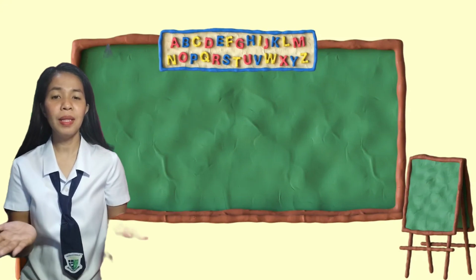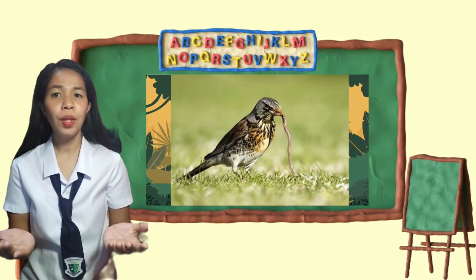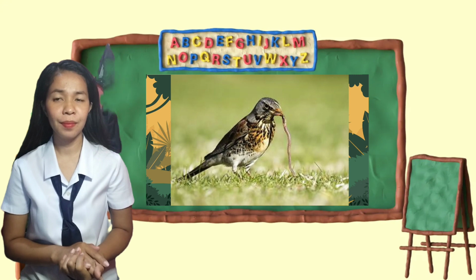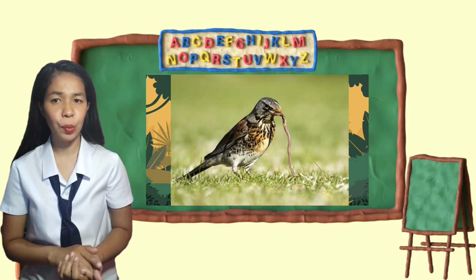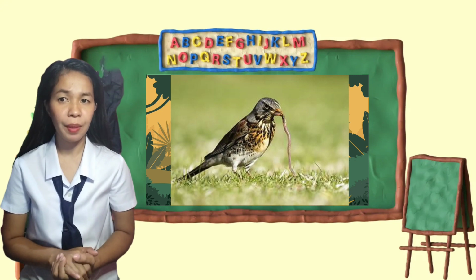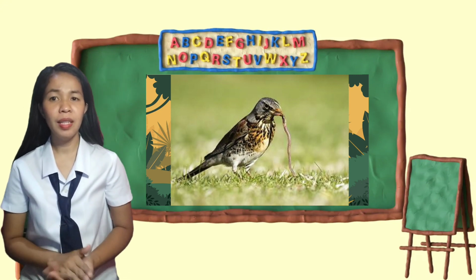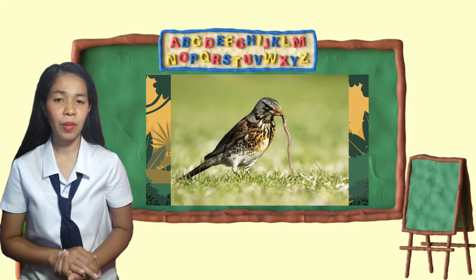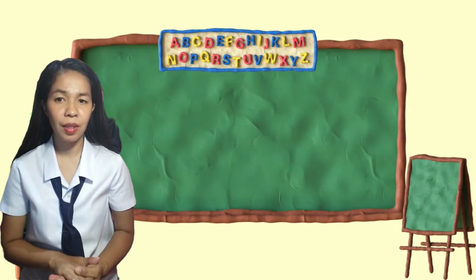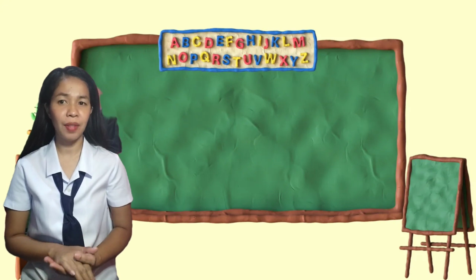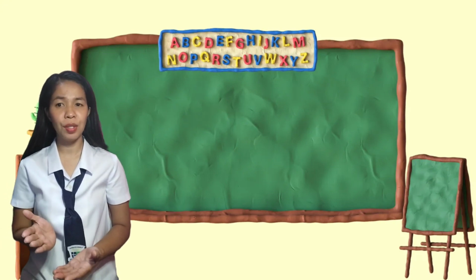So, examine this picture. What organism do you see? Yes, it is the bird and worm. The bird is eating a worm, while the worm did not get something from the bird. So what organism is benefited in this interaction? Which organism is badly affected? Anyone who can tell me the answer?